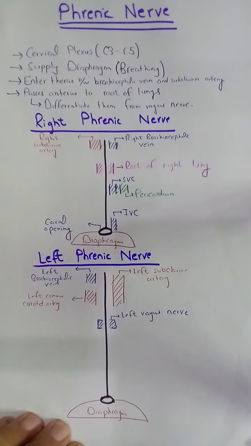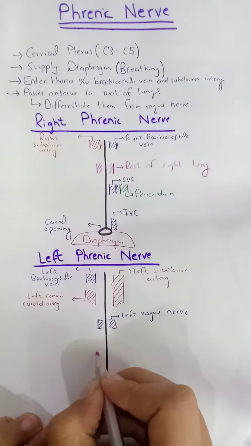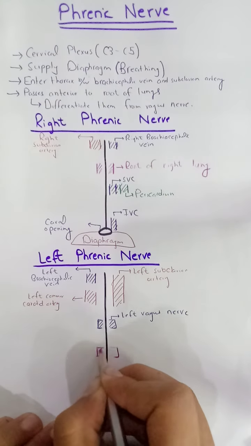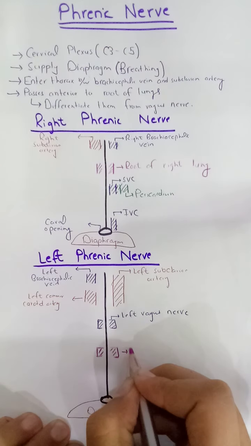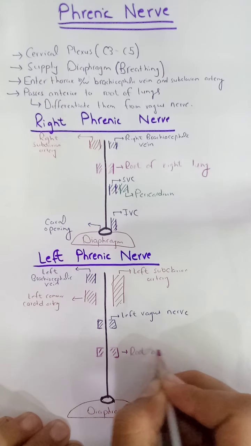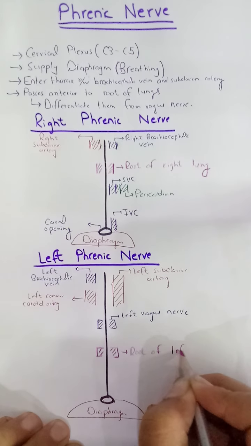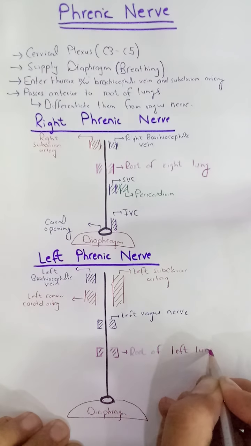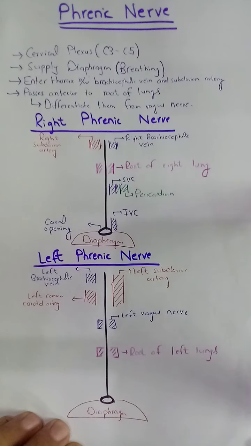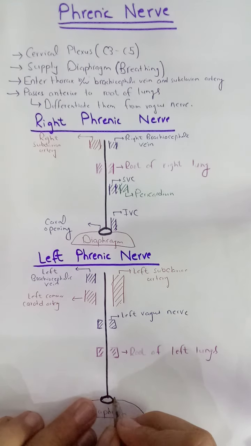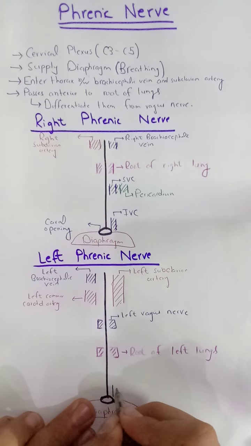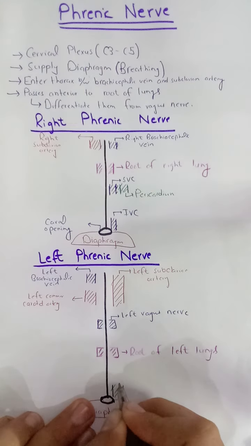Then another feature was of the lungs, so we will also draw it here: it moves anterior to the root of the lung. So this will be the root of the left lung. And it will move further inferior.